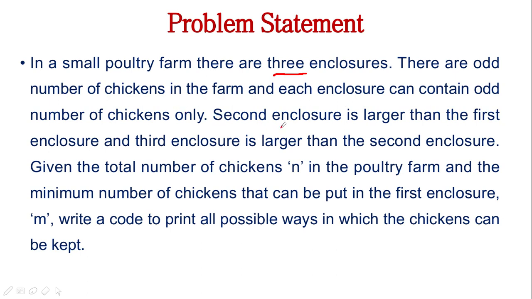And when you look at the relationship between the enclosures, the second enclosure is larger than the first enclosure and the third enclosure is larger than the second enclosure. So obviously the first one is smaller than the second one, which is smaller than the third one, right? And given the total number of chicken in the poultry farm and the minimum number of chicken that can be put in the first enclosure, write a code to print all possible ways.